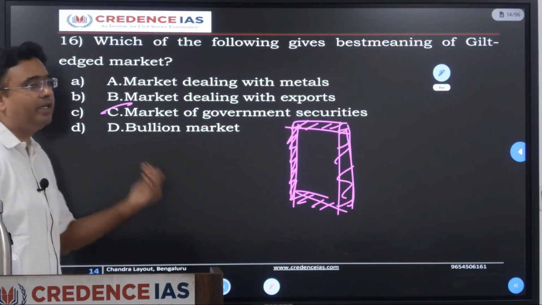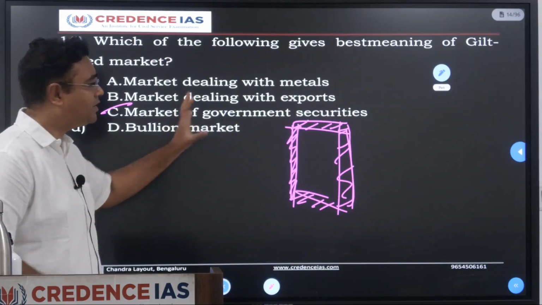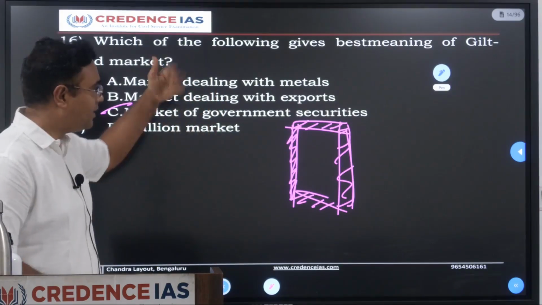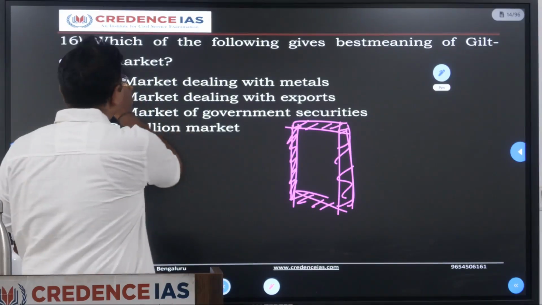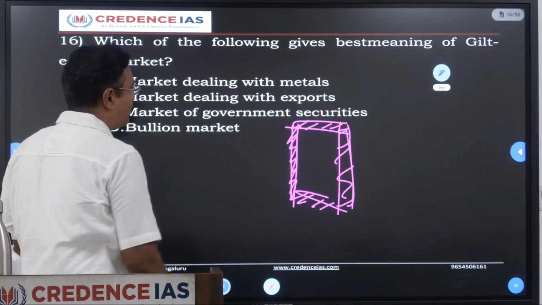Gilt-edged securities are nothing but government bonds. So from that meaning, from that usage, we used to call them a gilt-edged market. That is a market of government securities.